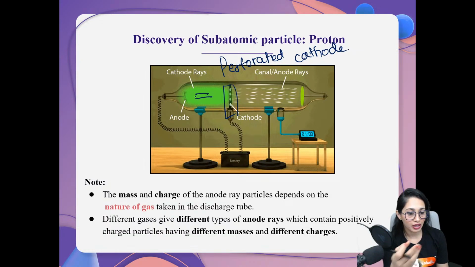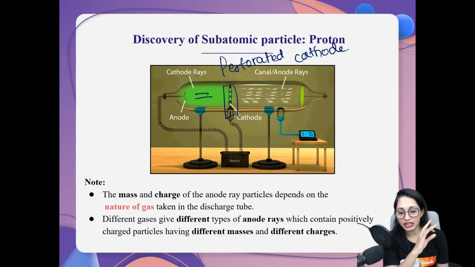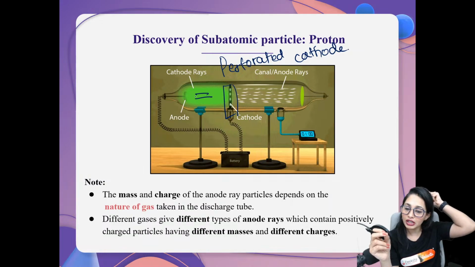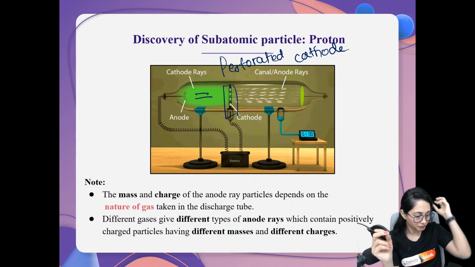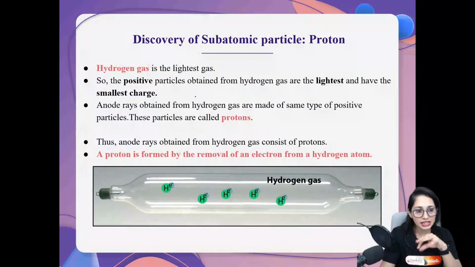If you take helium, the mass and charge of the anode ray is going to be different. If you take oxygen, it's going to be different. Different gases give different types of anode rays which contain positively charged particles having different masses and different charges. It entirely depends on the nature of the gas that is taken.